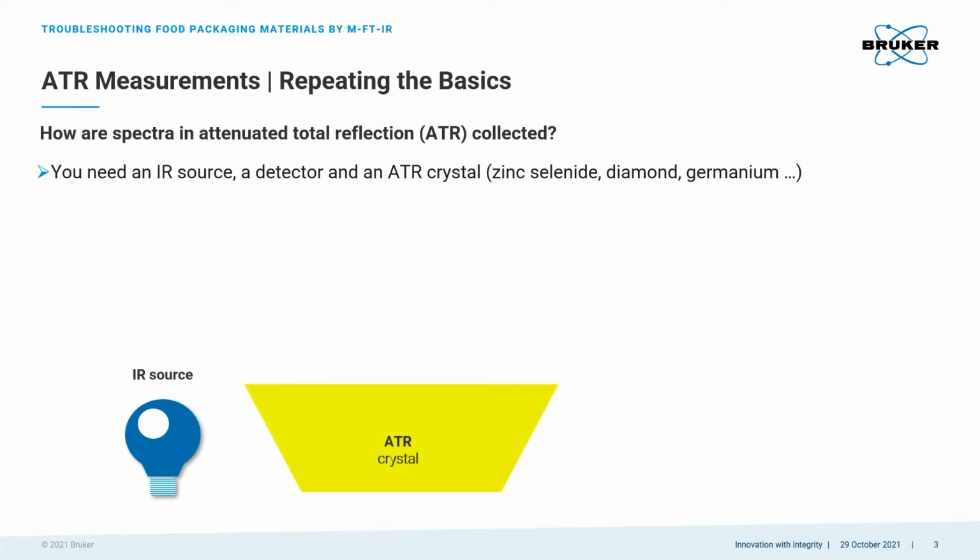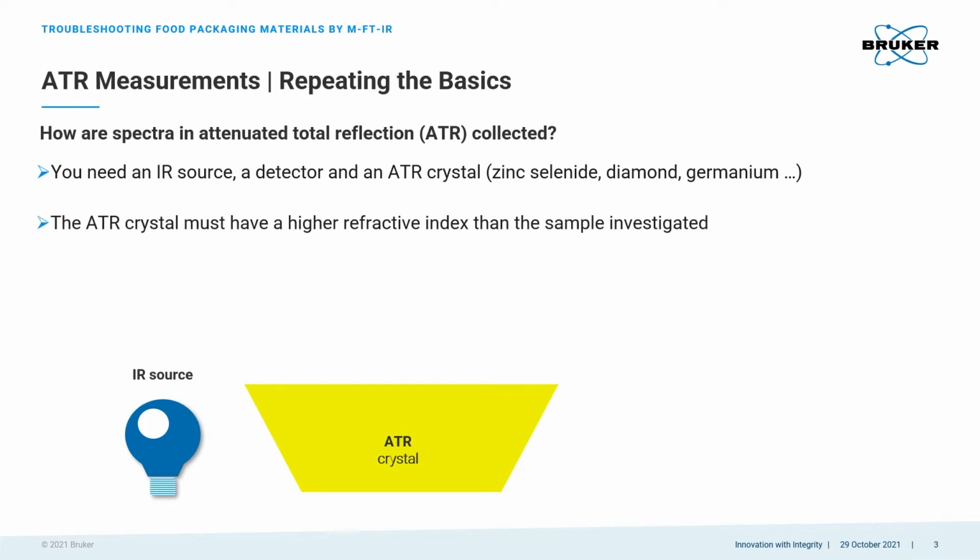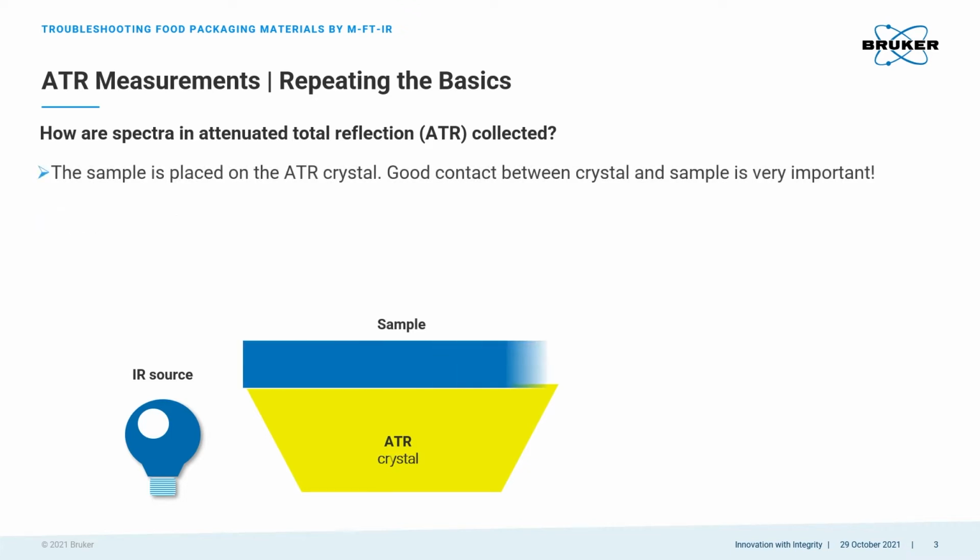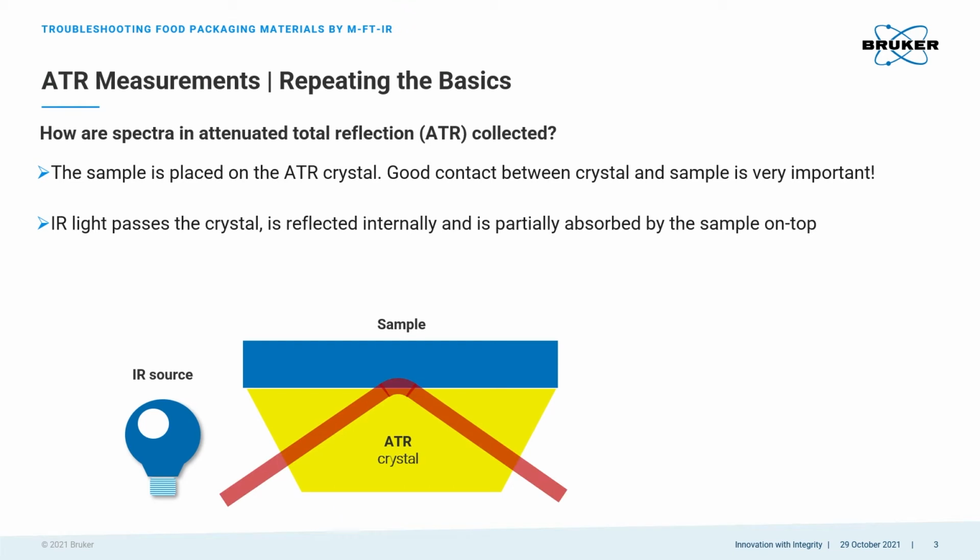Also here, we need an IR source, a detector, and an ATR crystal, which is usually being made of zinc selenide, diamond, or germanium. The ATR crystal must have a higher refractive index than the sample which should be investigated. The sample is placed on the ATR crystal, and the good contact between the crystal and the sample is very important. And in this case, for spectroscopy or the IR microscopy, we make use of specific tools to guarantee a good contact between sample and crystal itself. So the IR light is then passing the crystal, which is reflected internally and is partially absorbed by the sample on top.